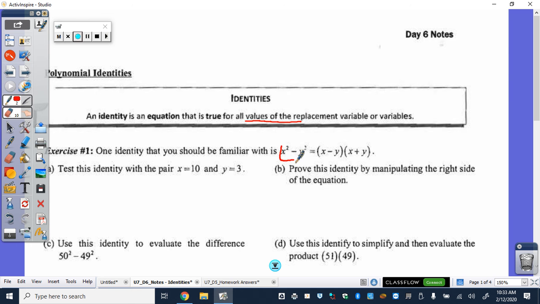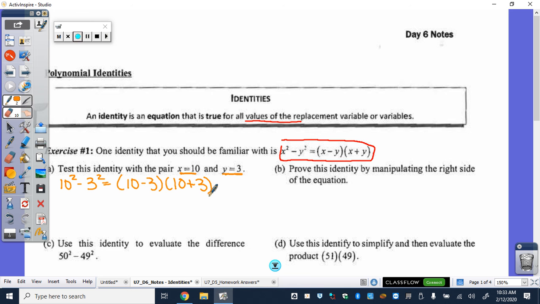Taking a look at our first identity here. We have x squared minus y squared equals x minus y times x plus y. So they want us to test it using 10 for x and 3 for y. So we're just going to plug in 10 for our x, 3 for our y. We're going to see if both sides of that equal sign are going to end up being equal. So 10 squared minus 3 squared. We're going to see if that equals 10 minus 3 times 10 plus 3.